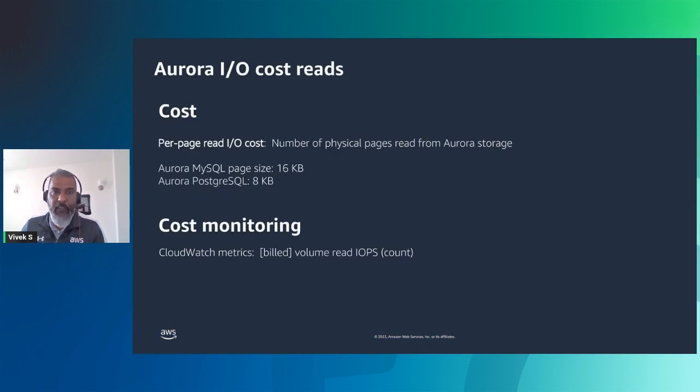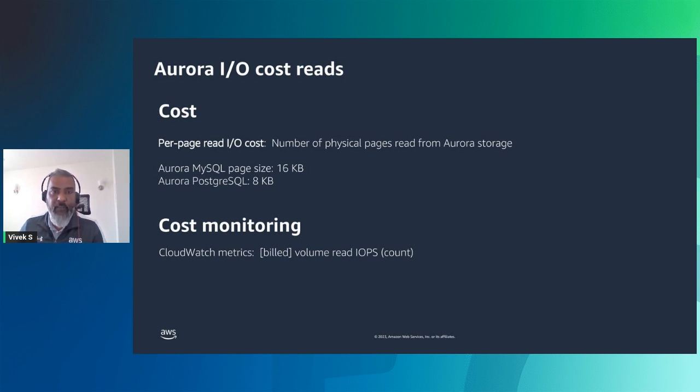There are two kinds of Aurora IO cost on the Aurora instance clusters. One is the read IO cost, and the other one is the write IO cost. So how do we define read IO cost? Whenever your read workload reads or scans one data page on your cluster, that is defined as one read IO. For example, on the MySQL engine the page size is 16 KB, and on PostgreSQL Aurora it's 8 KB.